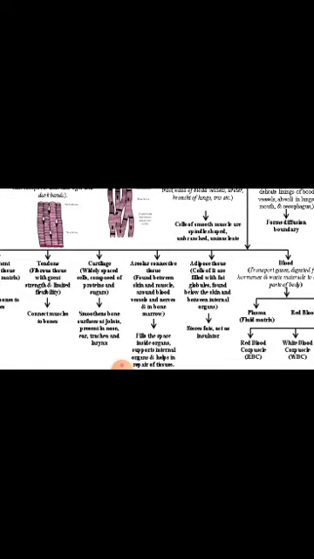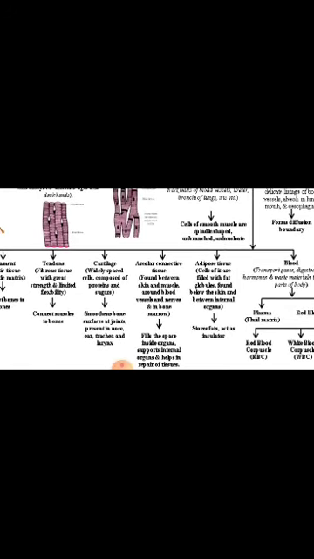Let's see areolar tissues. Areolar connective tissues are found between skin and muscles, around blood vessels and nerves, and in bone marrow. So this is the place where the areolar connective tissues are present. Now what is the function of the areolar connective tissues? They fill the gap or the space inside organs, and they support the internal organs and help in the repair of tissues.